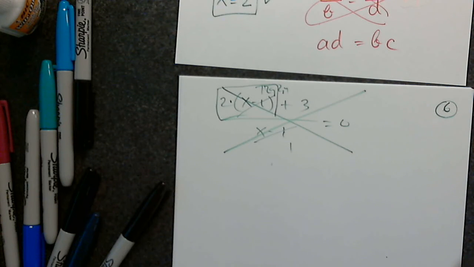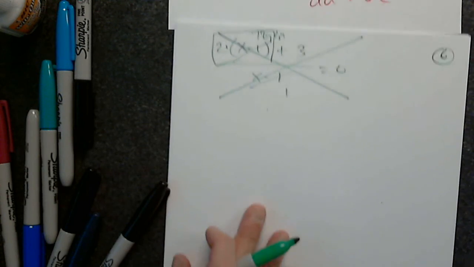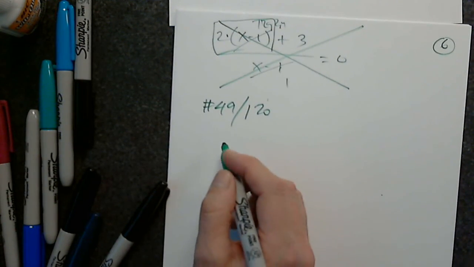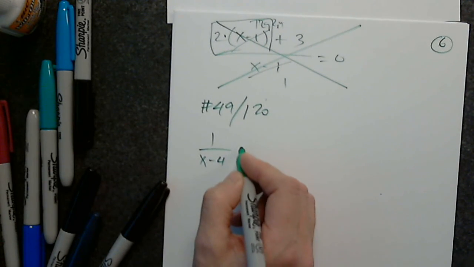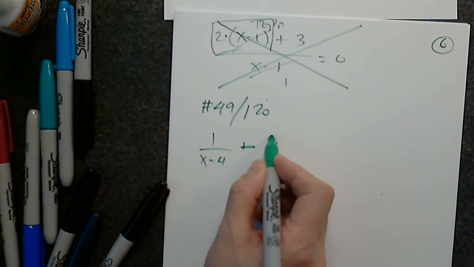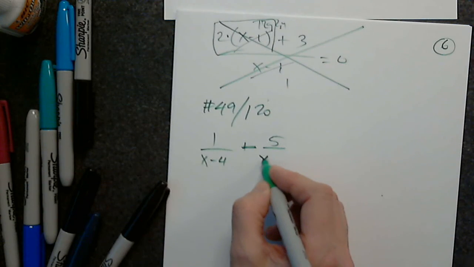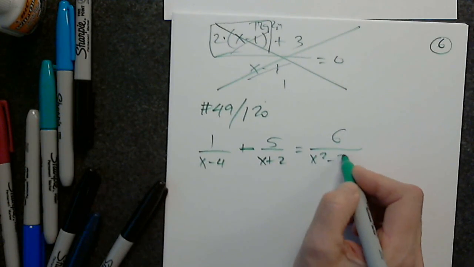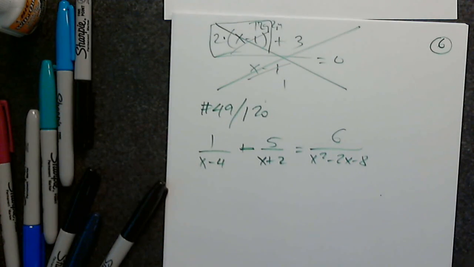How are we doing with rational equations? Should we work on another, on our own? Yes. Okay, ready. Let's look at 49. I'm copying 49. And this is still on page 120. 1 over x minus 4 minus 5 over x plus 2 equals 6 over x squared minus 2x minus 8. There are a lot of steps.